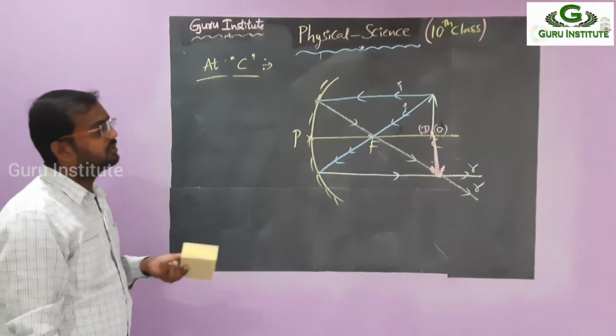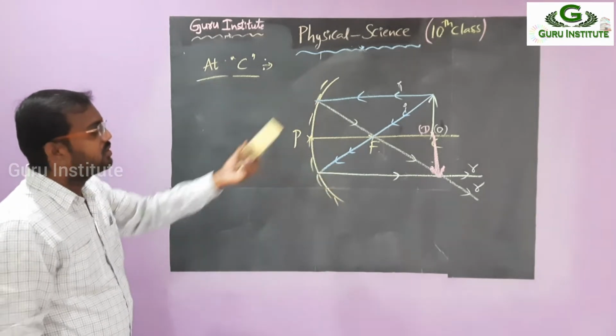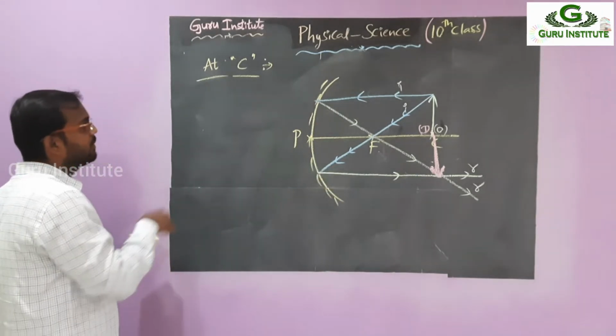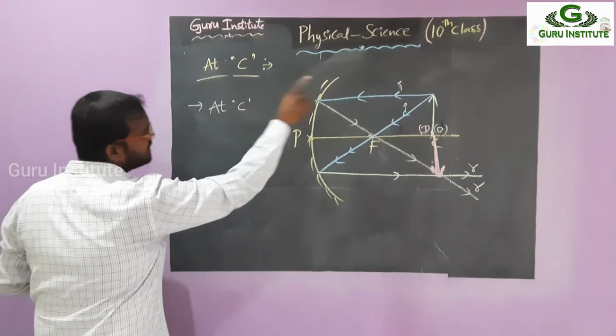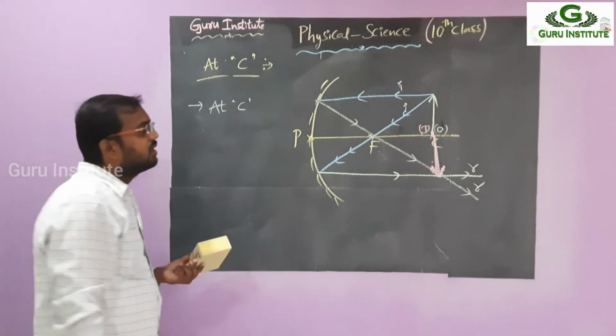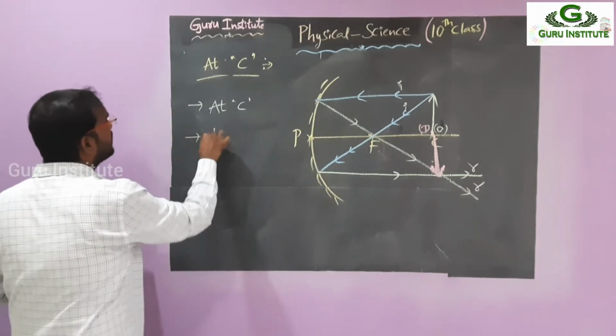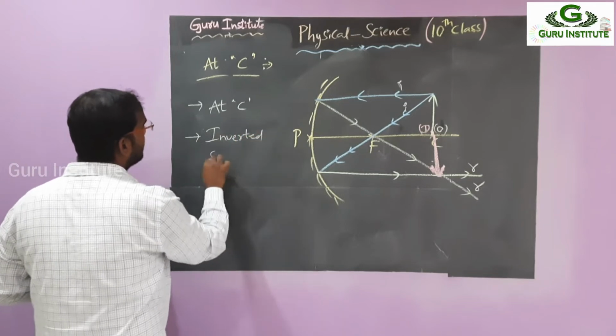So by seeing that, what can you conclude? They meet at that point. So what is the image position? Image is formed at C only. If the object is at C, the image is also at C only. So then automatically which image? Inverted image. So real image.